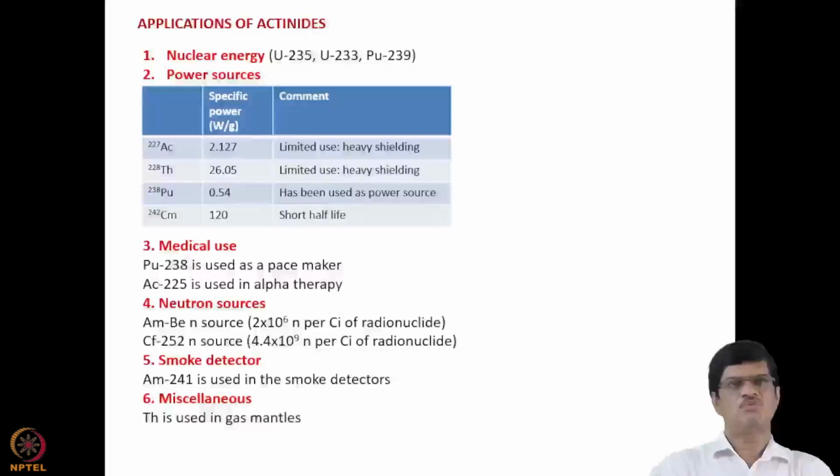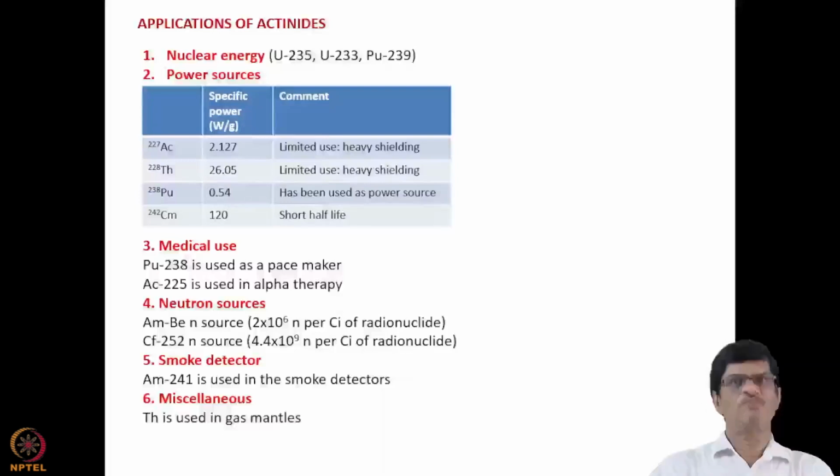Similarly, thorium-228, which has a specific power density of 26.05 watts per gram, also has limited use and also requires heavy shielding while applying it as a power source. Plutonium-238 has a specific power density of 0.54 watts per gram. This has been used as a power source in space shuttles.